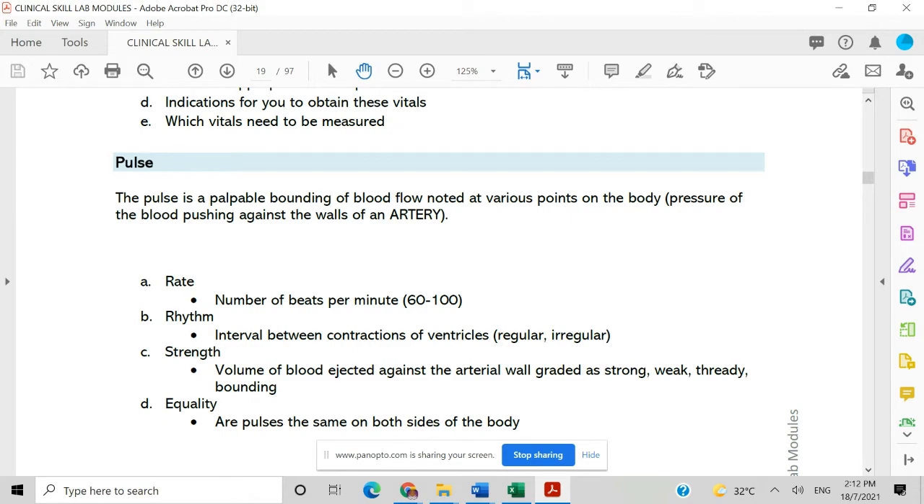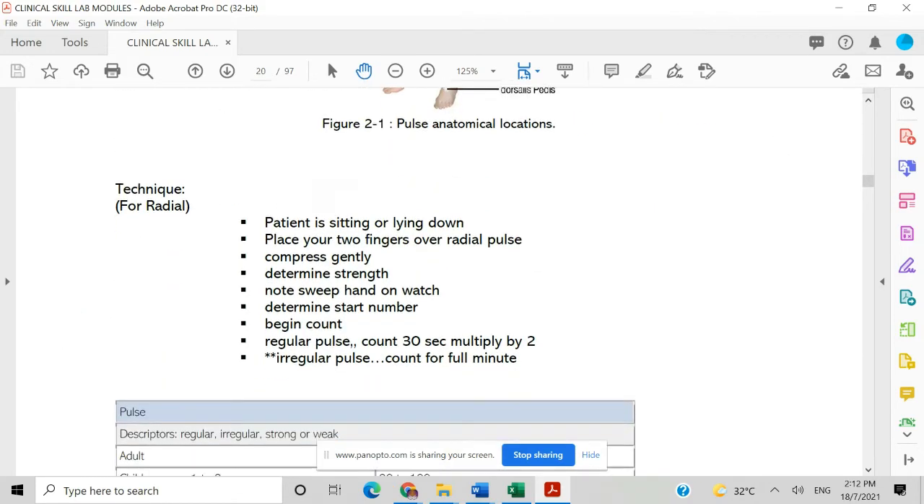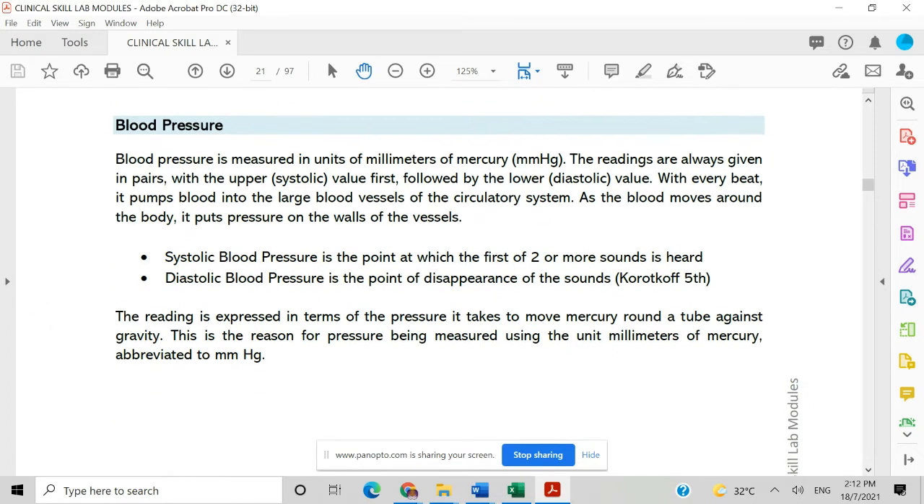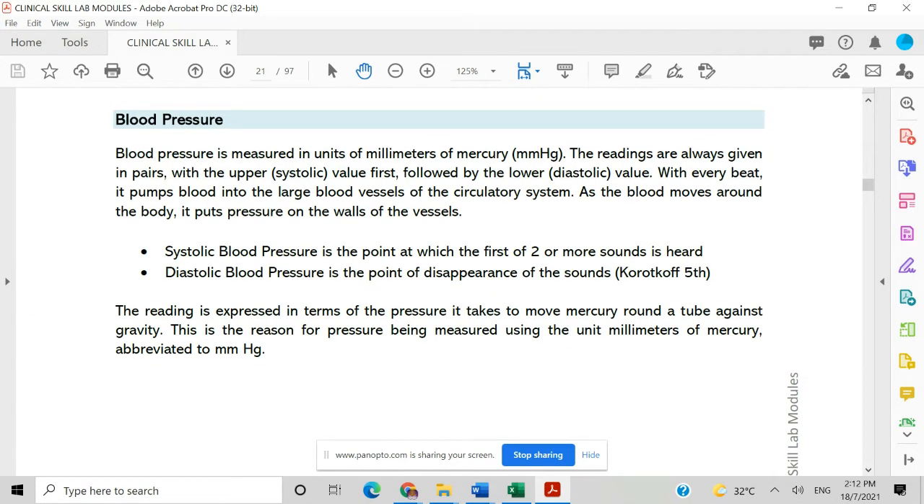Okay. All right, so let's move on to the next one, which is blood pressure. Blood pressure is a very, very important vital sign for you to recognize. You need to know the measurement, the numbers, where to take it, what is systolic and what is diastolic blood pressure, and you need to know the technique very well.